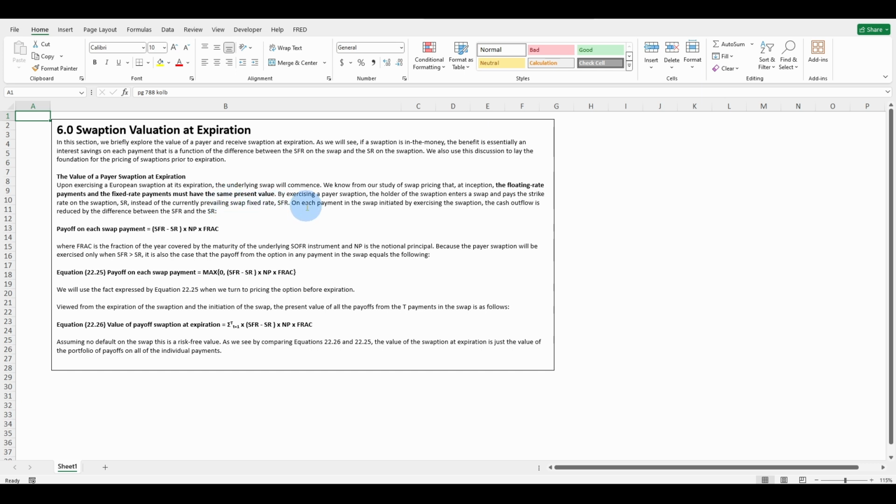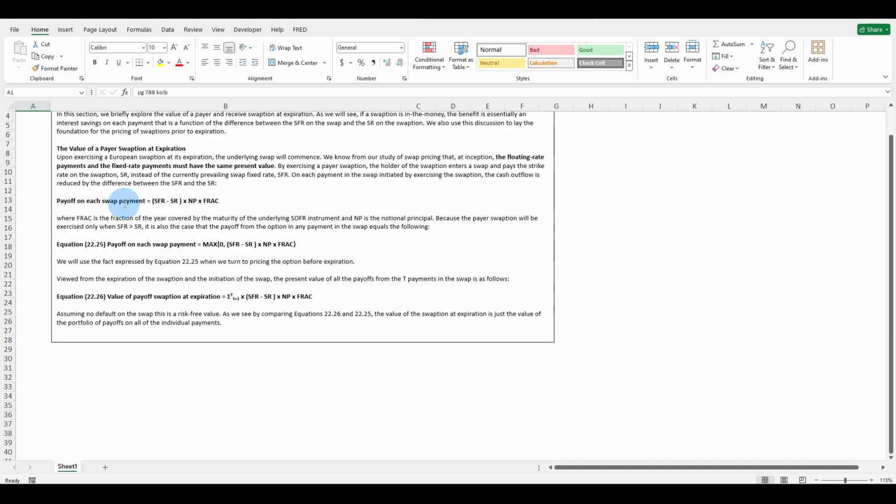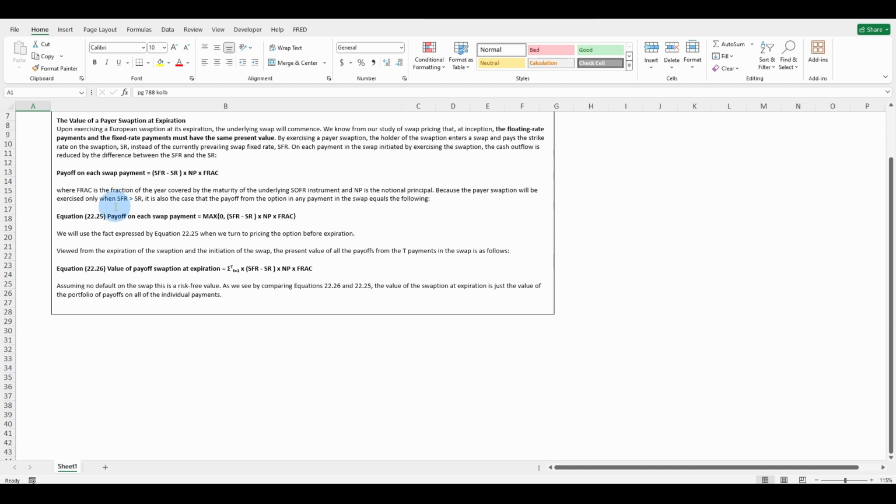On each payment in the swap initiated by exercising the swaption, the cash outflow is reduced by the difference between the SFR and SR. The payoff on each swap payment equals SFR minus SR times notional principal times FRAC, where FRAC is the fraction of the year covered by the maturity of the underlying SOFR instrument, and NP is the notional principal.